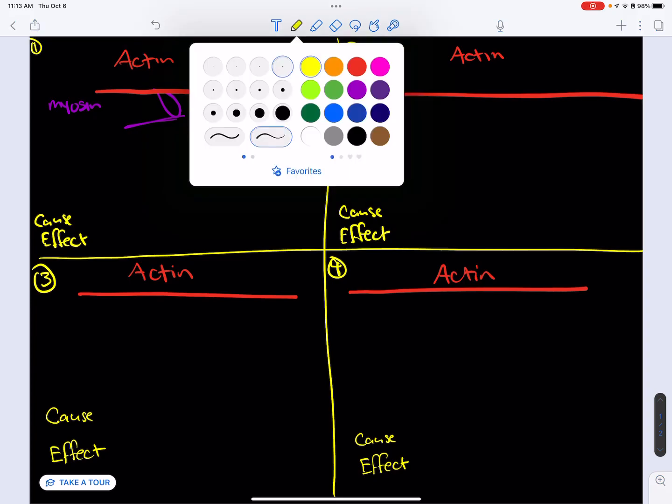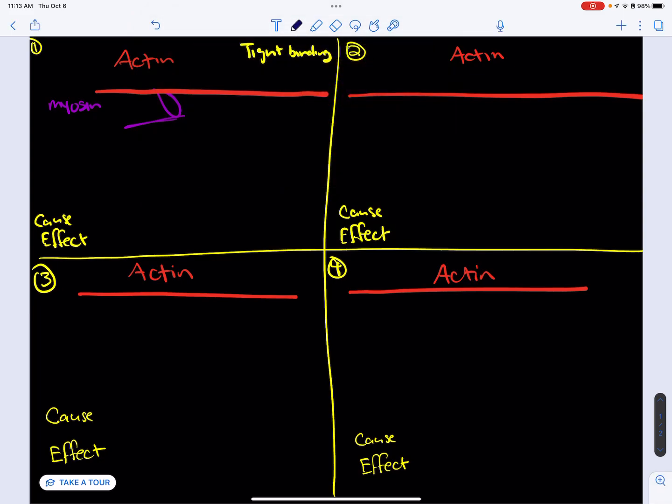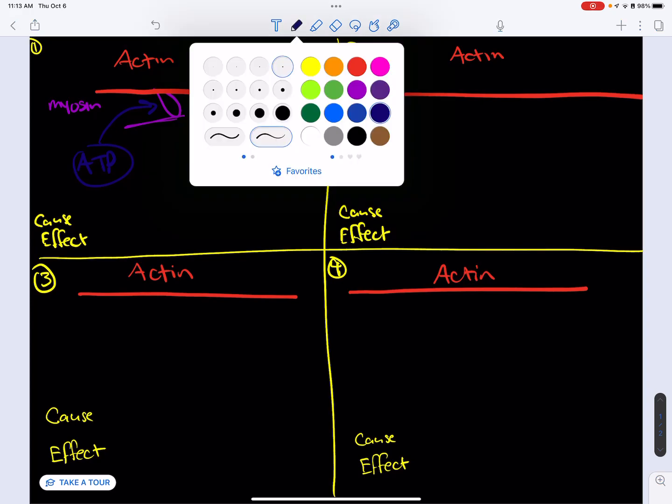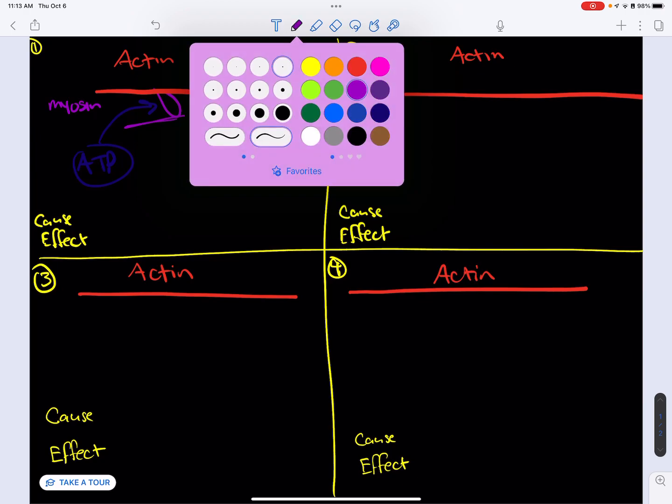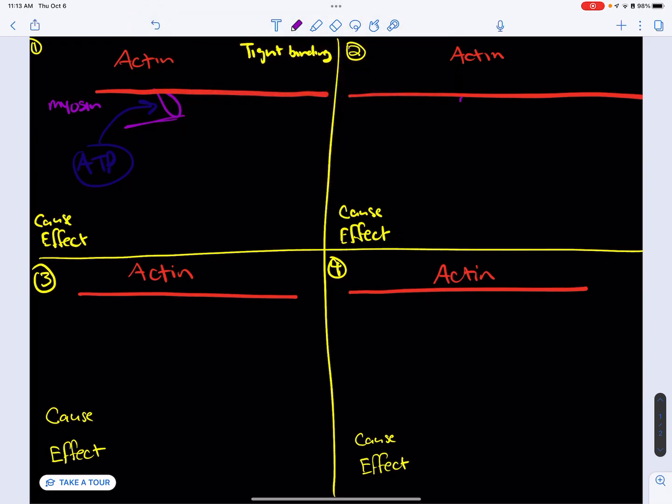The next thing that happens in this process is that ATP, which is just floating around in here, comes and binds to the myosin head. And so when that happens, we come over to this side here, and now the myosin head is detached.